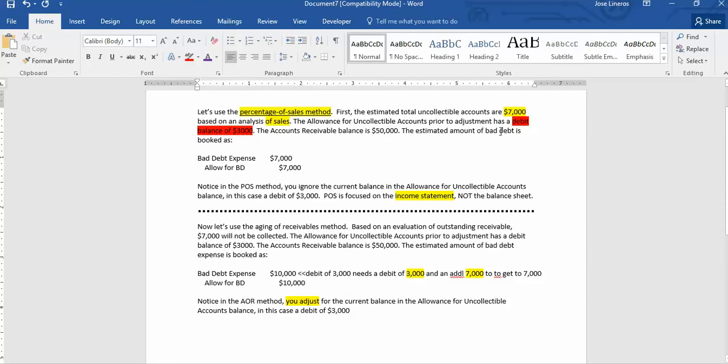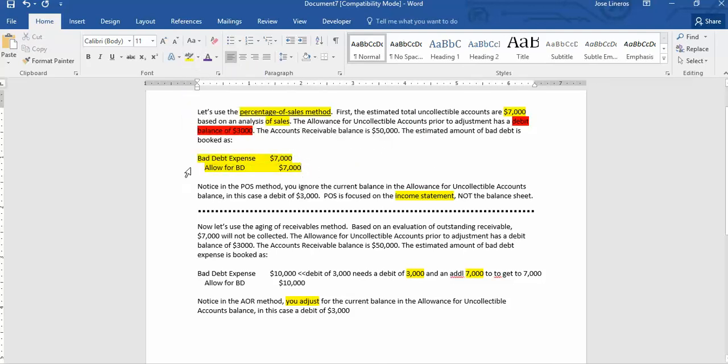The estimated amount of bad debt is booked as follows. This is one of the reasons the percentage of sales method is considered to be easier: you basically take sales, multiply it by some kind of factor, 0.004, 0.04, whatever you think is going to go bad in those sales. In this case, they tell you what it is. They say $7,000 is going to go bad, and you just make an entry for it. It's very simple. You make a debit to bad debt expense, and you make a credit to allowance for bad debt. That's how you fill this tank up.